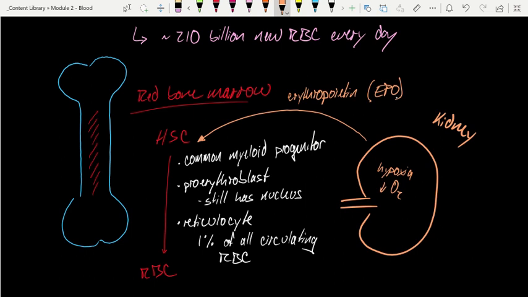This is how the body maintains the right balance with billions of red blood cells dying every day and billions of red blood cells being made new every day. The balance is maintained by EPO.